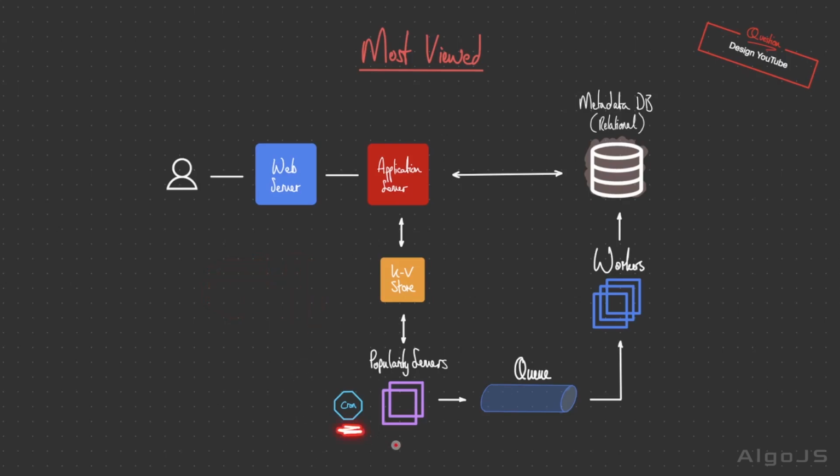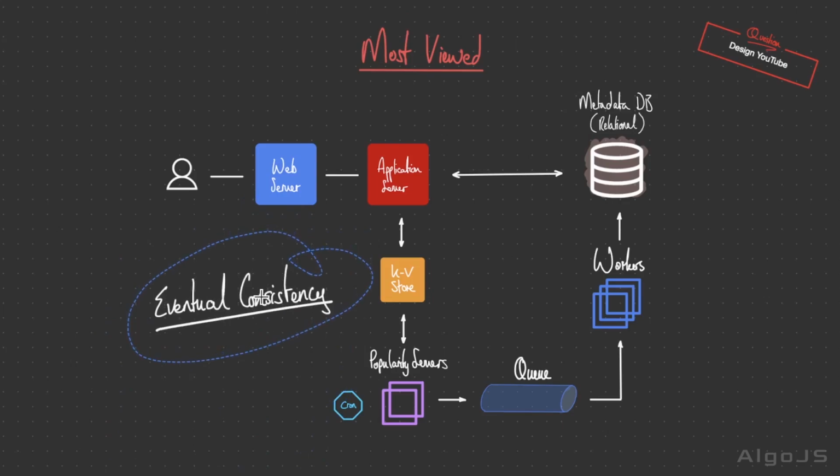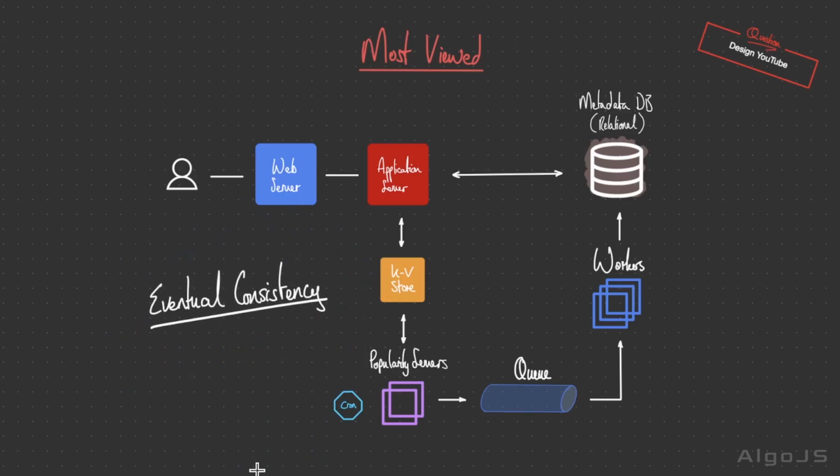Then at regular intervals, we'll have a cron job that triggers these popularity servers to pull the counts from this KV store and then insert them into a queue, which is then consumed by these workers, which are going to batch update the metadata, significantly reducing the load on this persistent storage. And you might be able to tell from this configuration that we are opting for eventual consistency here, because the seamless user experience within the system is more important than the consistency of the view count.